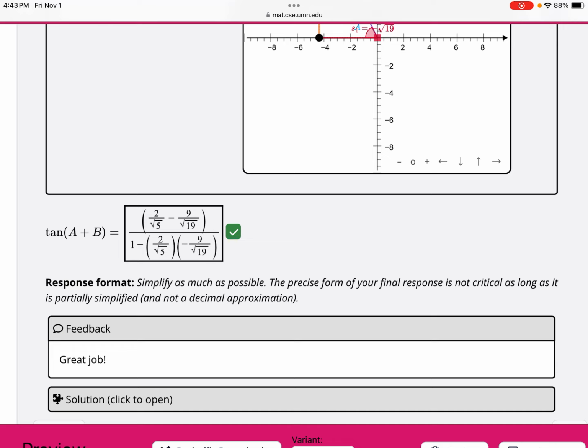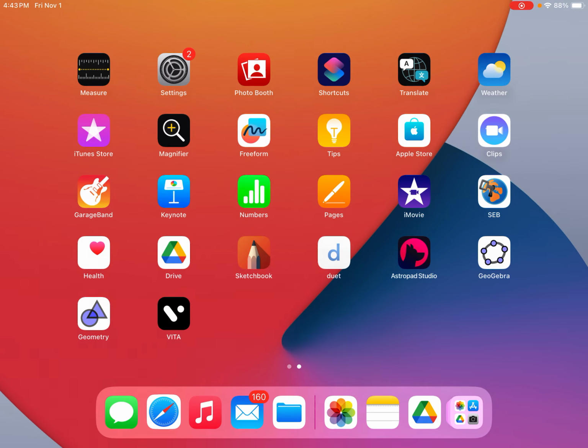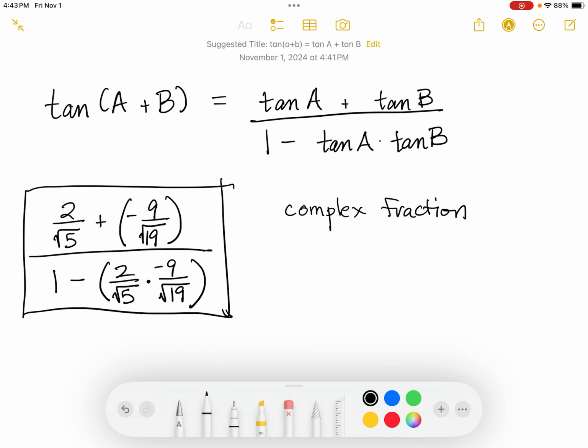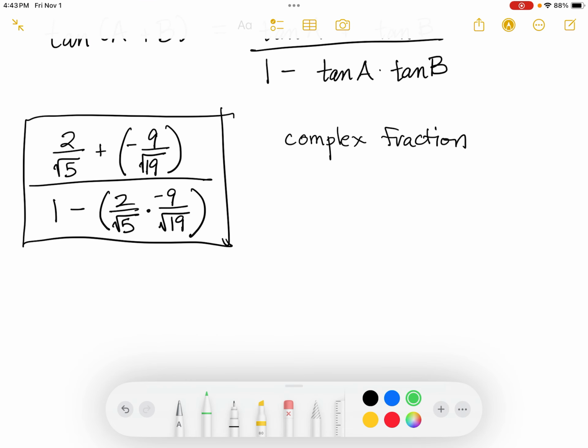So I'm going to also show that, but just know that this will work. So let's do that last part of simplifying. And I like to simplify the numerator and the denominator separately. So I'm going to start with the numerator. So I have 2 over square root of 5 plus negative 9 over the square root of 19.